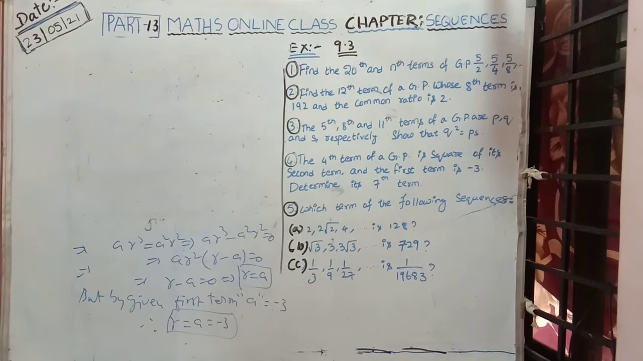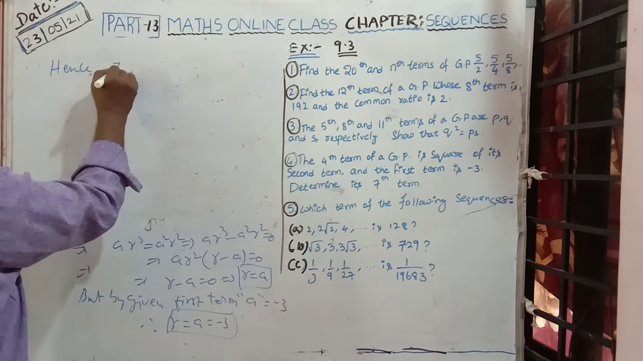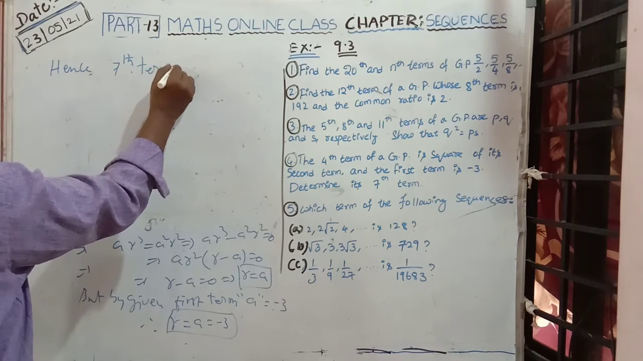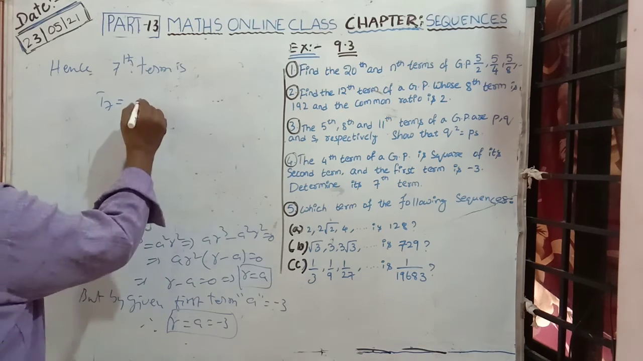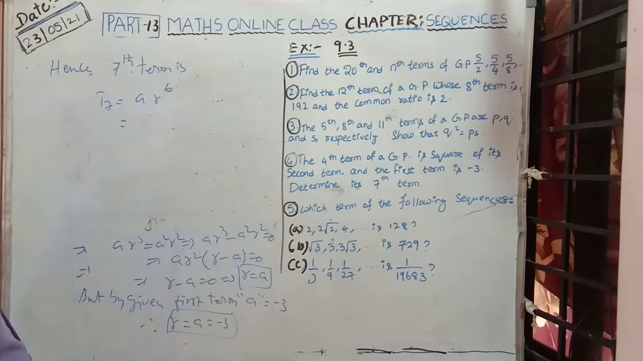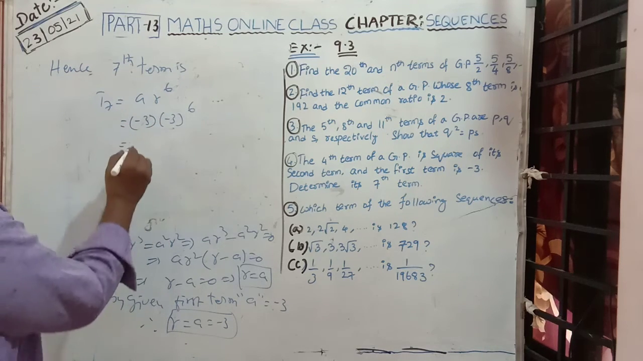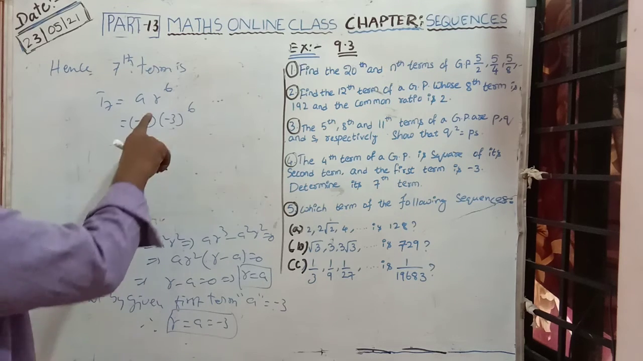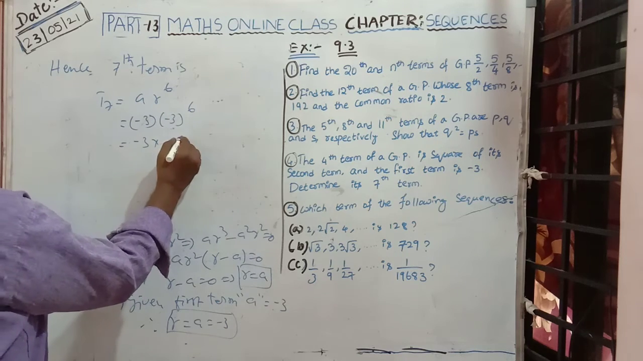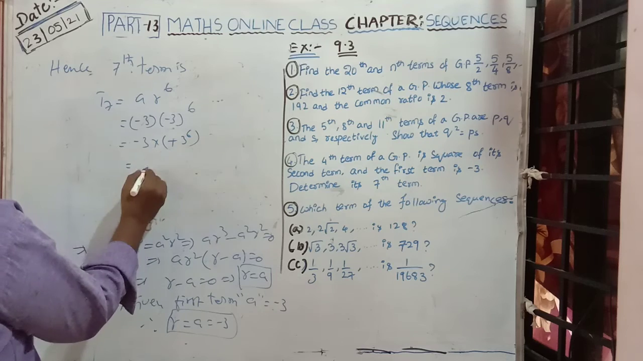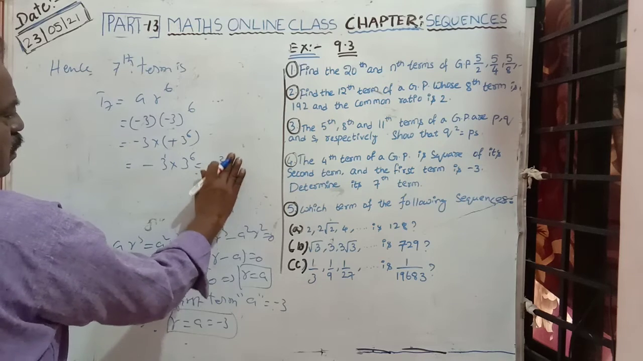This is the seventh term. Hence, the seventh term T7 is equal to, what is T7? A R power 6. A is minus 3 and R is also minus 3, power 6. It is minus 3 into minus 3 power 6. Minus power even index is plus 1. This is 3 power 6. We get minus 3 into 3 power 6. That is minus 3 power 7.